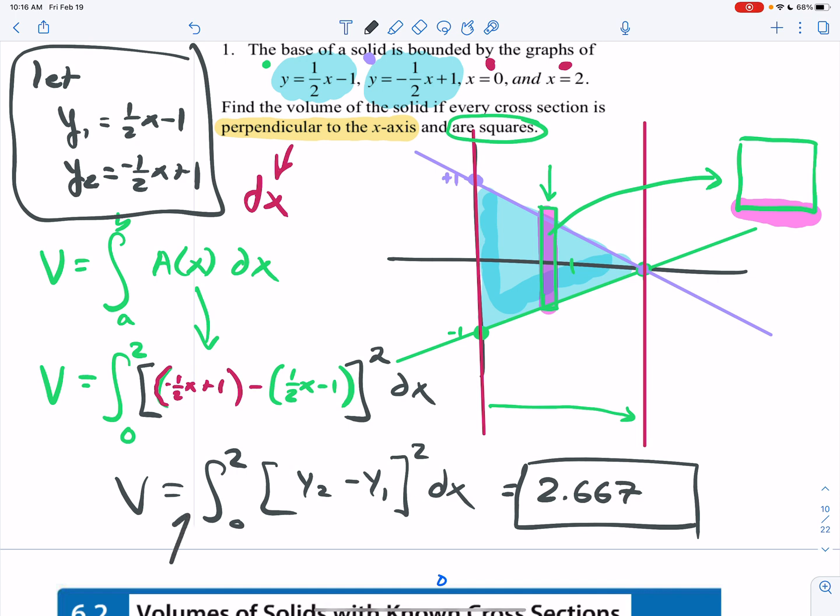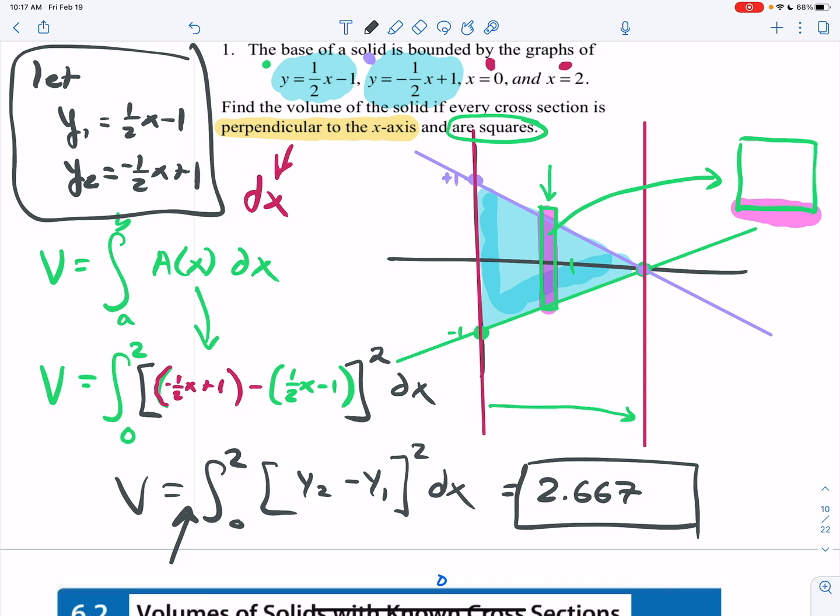Now notice outside there is no pi or 2 pi because we're not using the disk or washer. We're not using the shell method here. And more importantly, we're not revolving. We're not spinning the shape. Okay, so there's your answer, right?